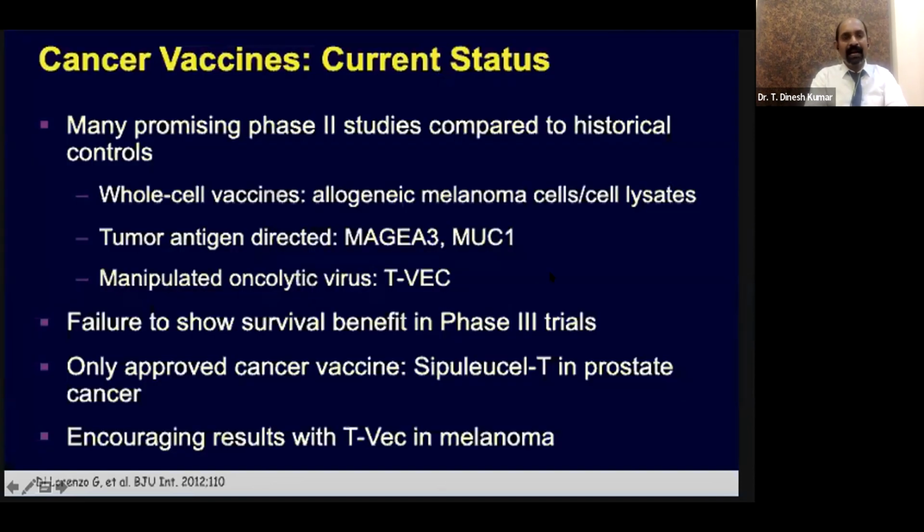So what is the current status of cancer vaccines? Many promising studies have been done till date, which were in phase 2. Whole cell vaccines, tumor antigen directed vaccines, and manipulated oncolytic virus vaccines have been done in phase 2. But unfortunately, in phase 3 trials, they failed to show survival benefits of these vaccines. The only two which showed promising results were one in prostate cancer and another one in melanoma.